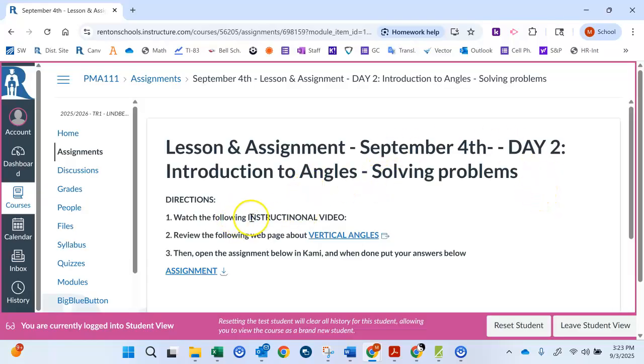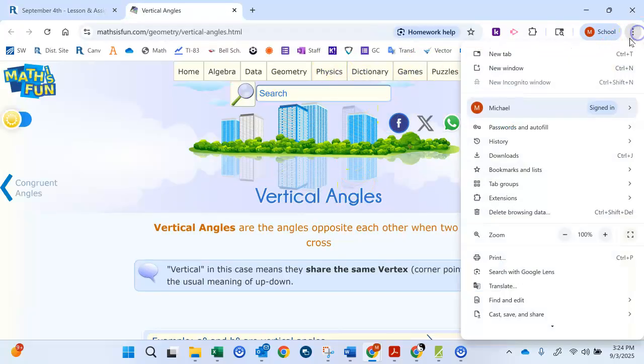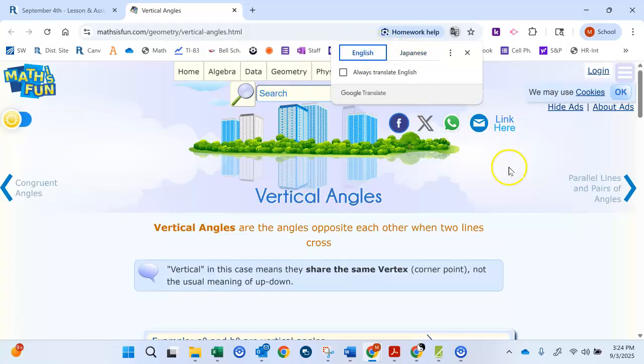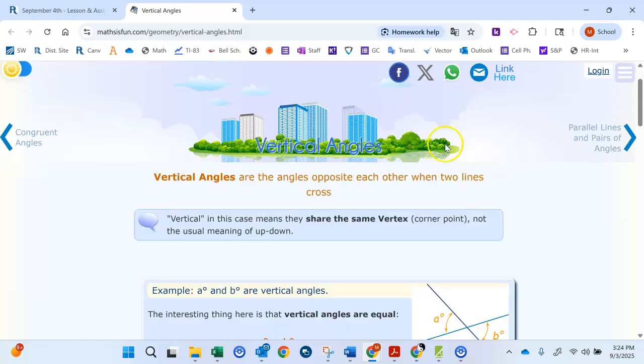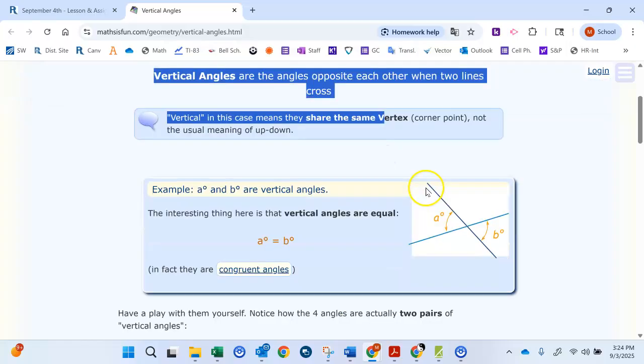Okay, so very important. Step one, number one in these directions is watch the video. You're watching it now. That's good. But before you do the assignment, we need to review a web page that tells you a little bit more about something called vertical angles. So open that up. And if you need to translate it, remember you can translate right there, in Japanese or whatever language you want. We haven't gone over that, so I want you to go ahead and read this and understand what's going on here.